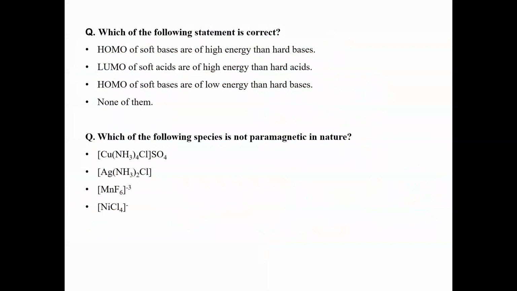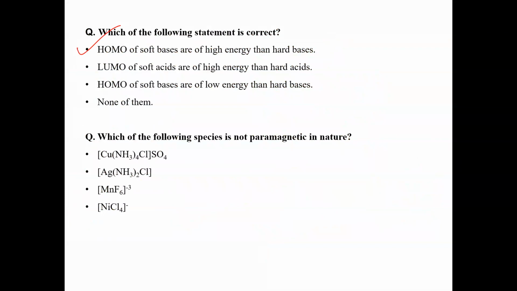The ligands, you can consider as soft Lewis bases. The rest depends on the metal and its electronegativity, because nitrogen can easily donate its lone pair, but oxygen cannot, right? So the HOMO of soft bases is of higher energy than hard bases. This statement will be correct. Why? Because the soft bases have a high energy HOMO, and that's why they want to be stable.